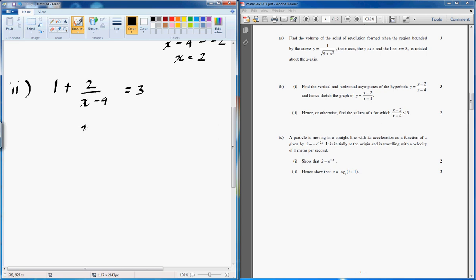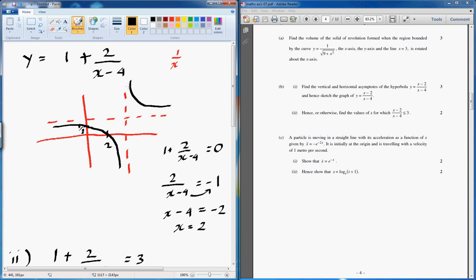Okay, so 2 on x minus 4 is equal to 2. I can cancel out both sides and make it a 1. So x minus 4 is equal to 1. Therefore x is equal to 5. Okay, so looking back at this graph, when y is equal to 3, this point is equal to 5.